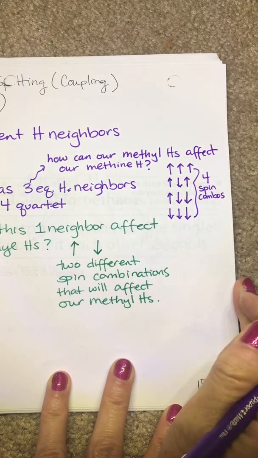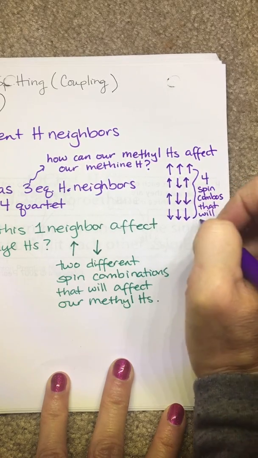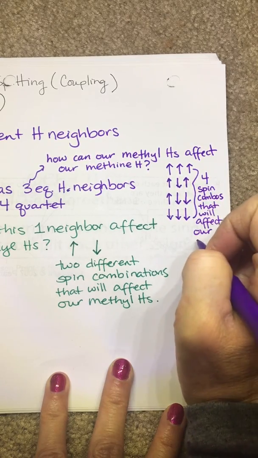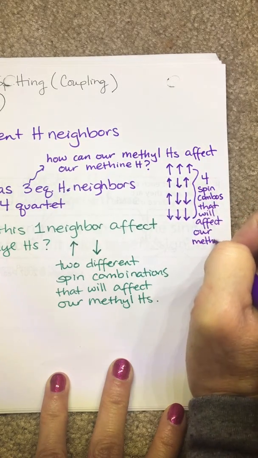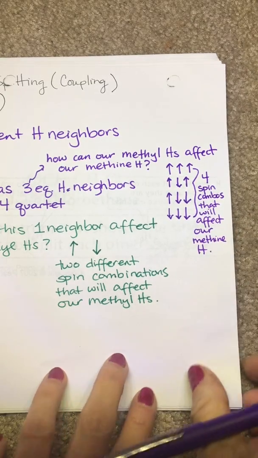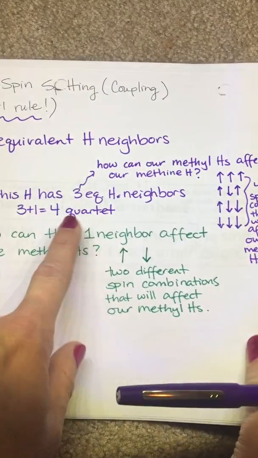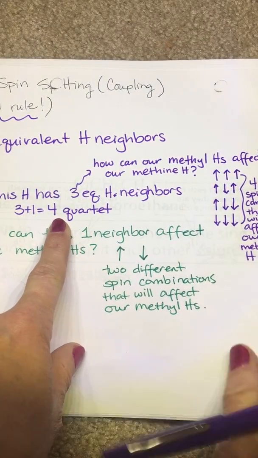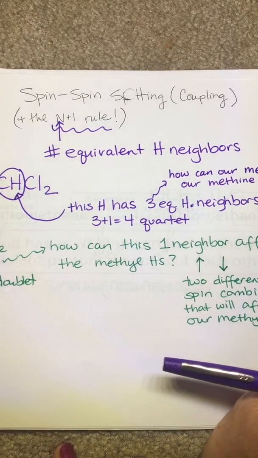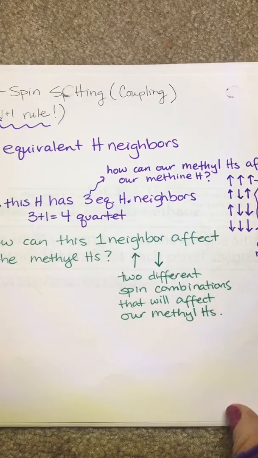So the 4 spin combos that will affect our methine hydrogen. Okay? So that's why we're seeing 1, 2, 3, 4. That's why we're seeing a quartet for our little methine hydrogen here. Okay, so that's where that spin splitting is actually coming from.